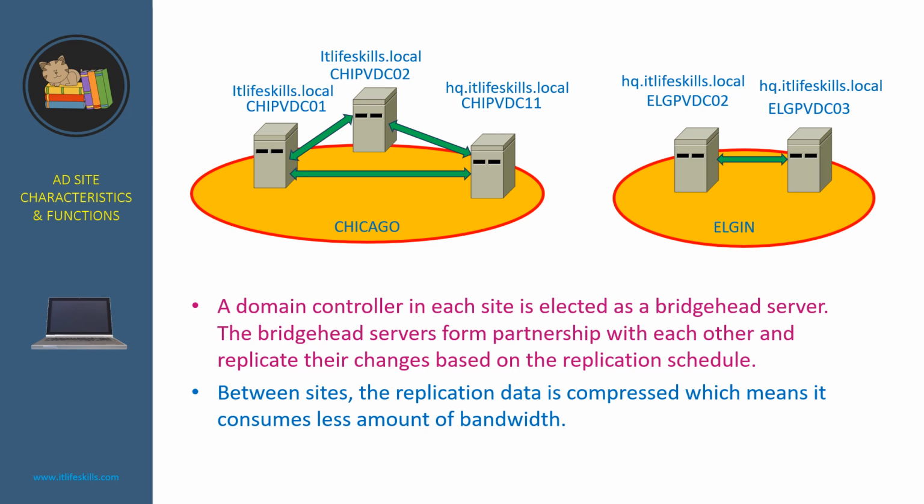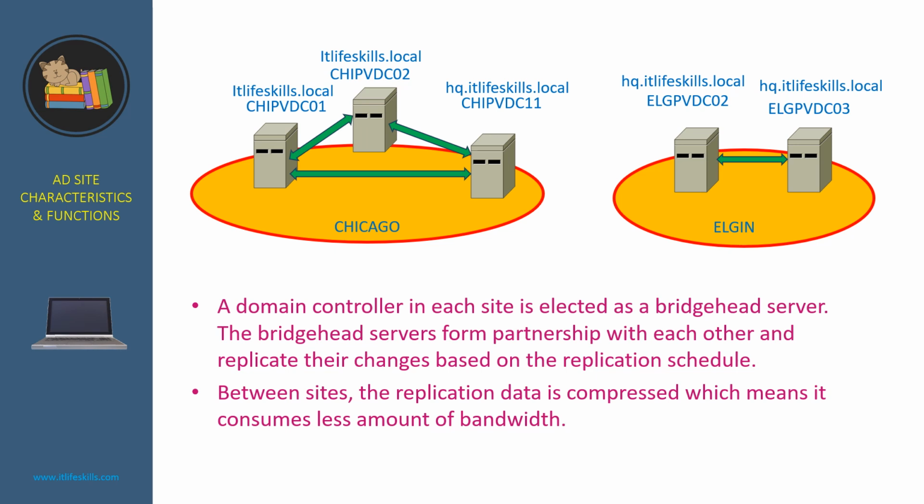A domain controller in each site is elected as a bridgehead server. The bridgehead servers form partnership with each other and replicate their changes based on the replication schedule. Between sites, the replication data is compressed, which means it consumes less amount of bandwidth.